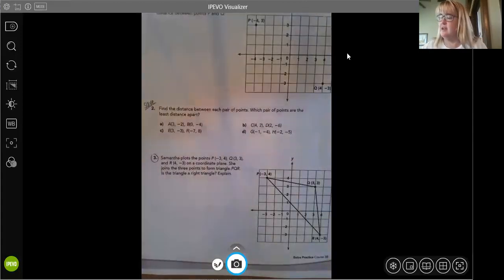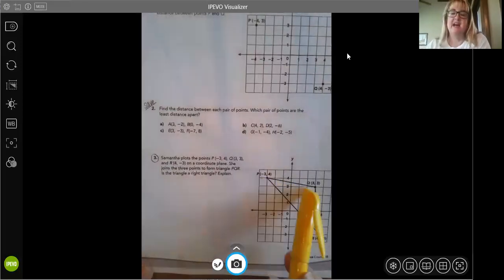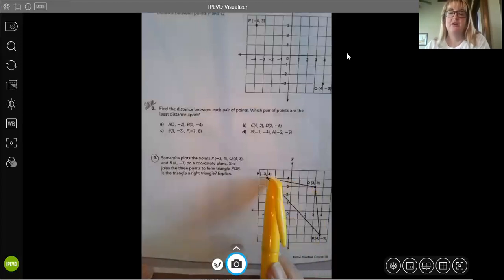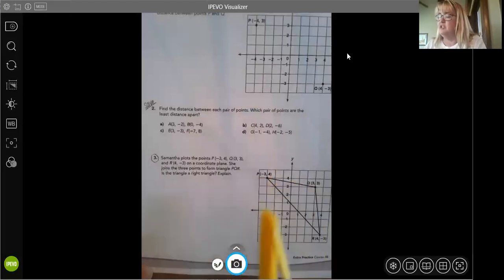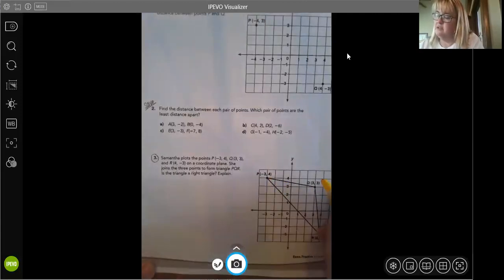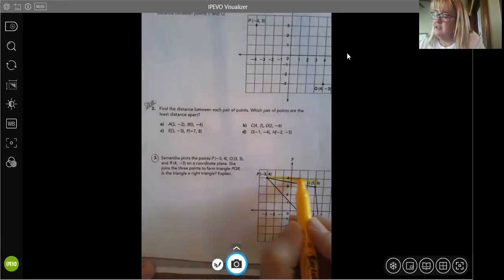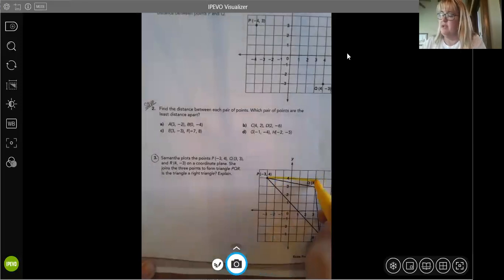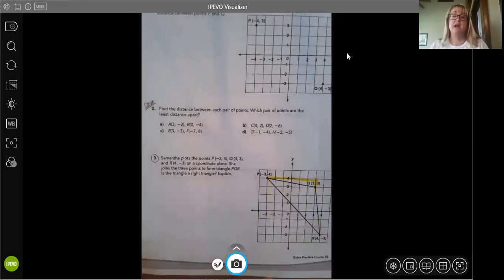So let's look at PQ. PQ goes across a diagonal. And the thing about PQ is, unless we get out a ruler, we cannot know how long this is. But what we can do is make a right triangle out of it. I'm going to highlight this one and this one. We are connecting the two points, and when we connect them in this way, it makes a right triangle.